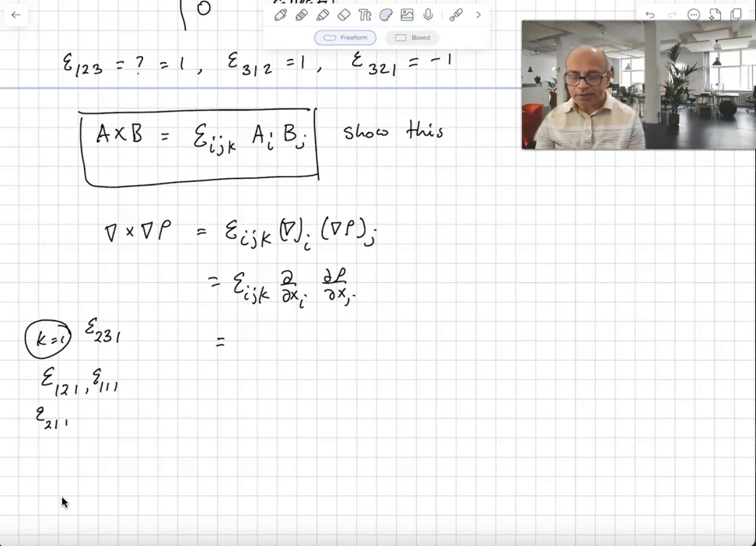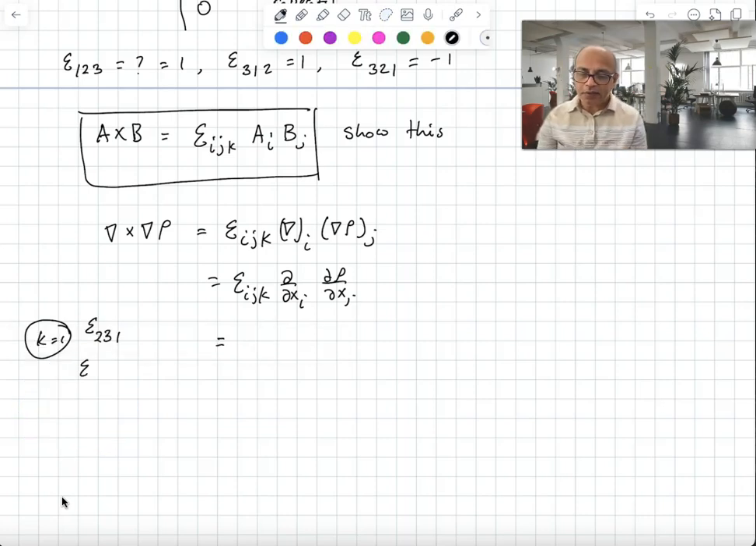Let me erase those things. I'll take epsilon now 3, 2, 1. Epsilon has several components. For k equal to 1, epsilon has 9 components, but I only have two nonzero components: epsilon 2, 3, 1 and epsilon 3, 2, 1. Looking at 2, 3, 1, going counterclockwise, this is positive 1.